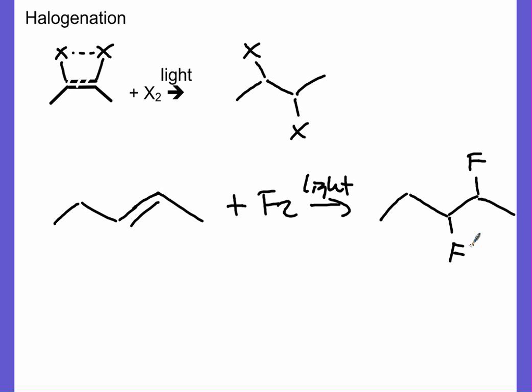Alright, so no surprise here, still pretty easy. This could be any halogen, whether it's chlorine, fluorine, bromine, iodine, whatever. Just add 1 to each side, break that double bond.